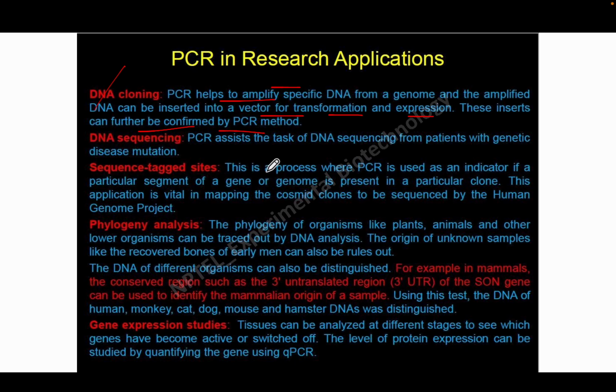Sequence tagged sites. There is a process where PCR is used as an indicator of whether a particular segment of a gene or genome is present in a particular clone. This application is vital in mapping the cosmid clones.